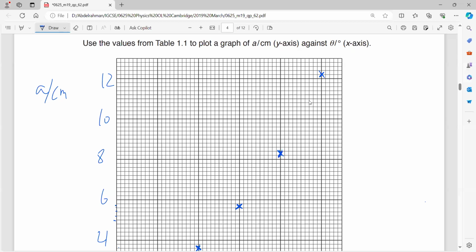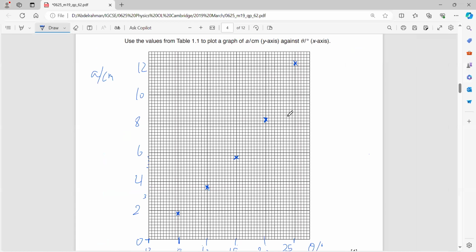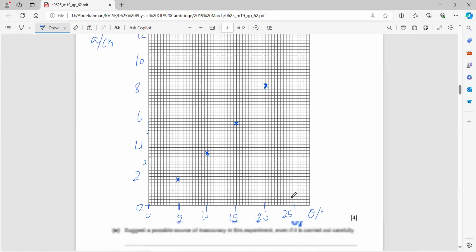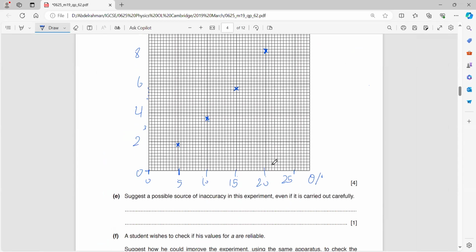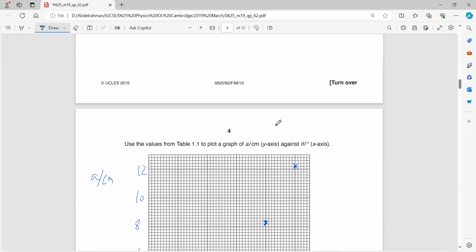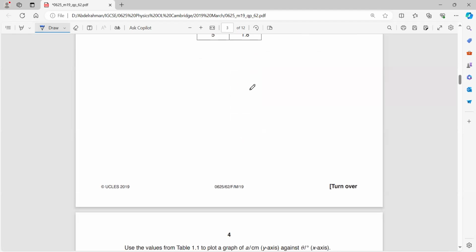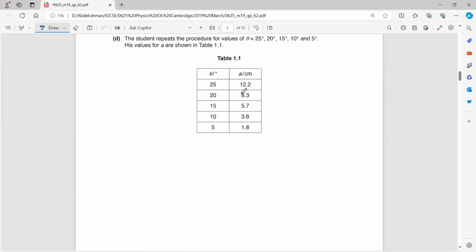Let's zoom out. It's not actually the best graph. The first 4 points were really good. The last point, 25, is very off. The last point might be an anomaly. 25 and 12.2 should have been around 10, say 10.1, 10.2. So probably this point is an anomaly.